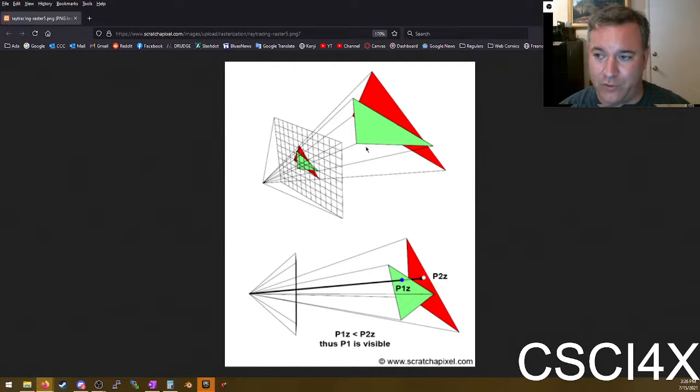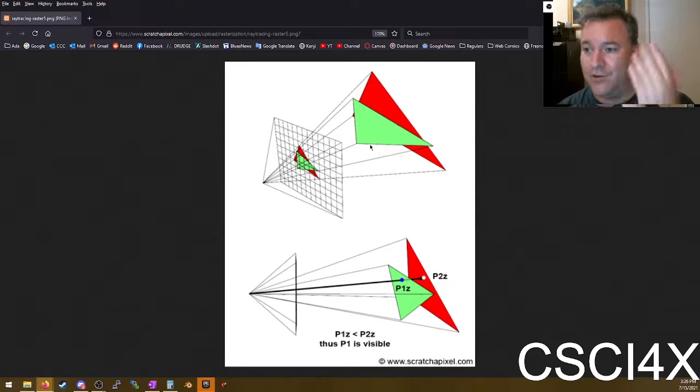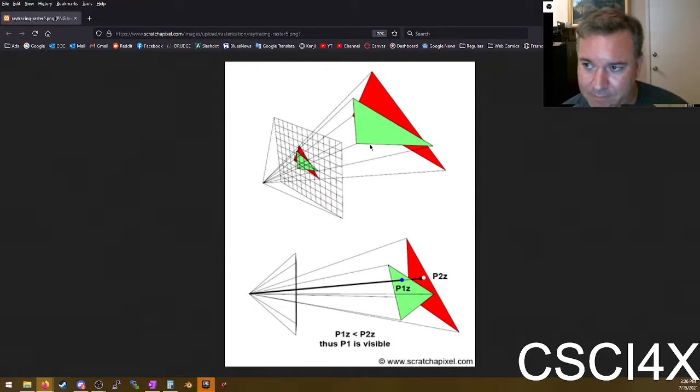So it doesn't matter which one you draw first. When you try drawing two pixels onto the same location, it looks at the Z buffer, says, this one is 5 meters away, this one's 10 meters away, draw the one 5 meters away. Do you guys understand? You guys get that principle? So P1Z is less than P2Z, so it's the one that gets drawn.